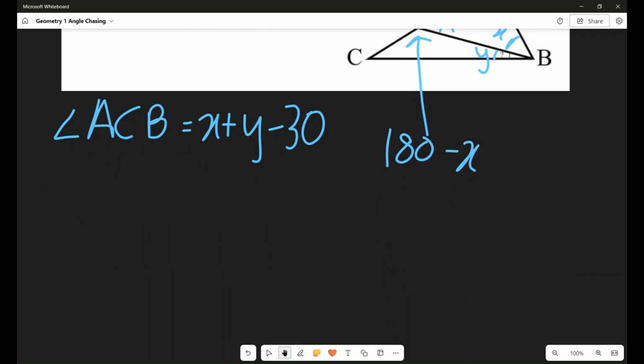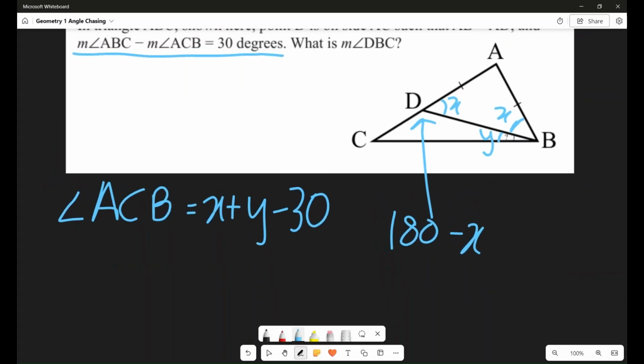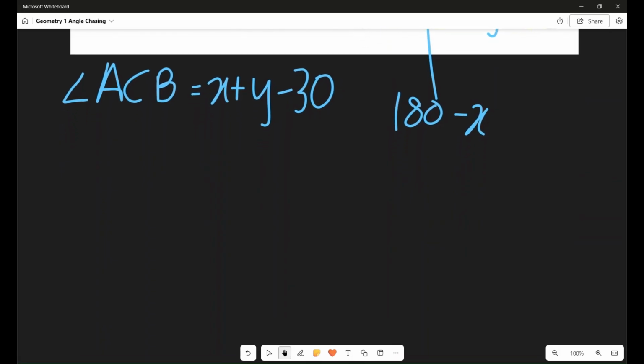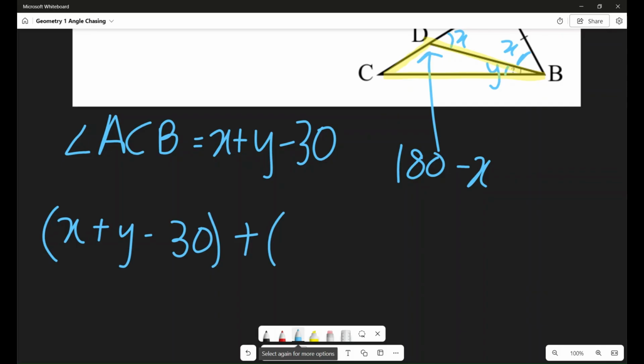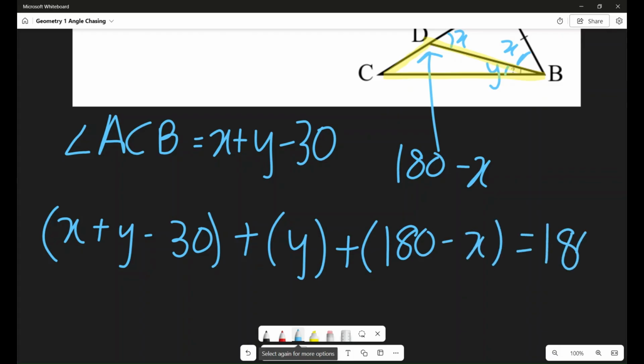Now, we can add up the angles of triangle, let me highlight this, triangle DCB. We can add up the angles of that triangle to get a total of 180. So let's do that. X plus Y minus 30 plus Y plus 180 minus X is equal to 180.